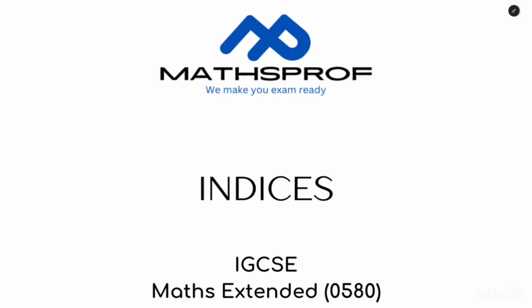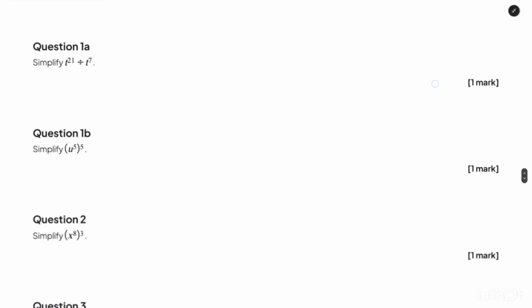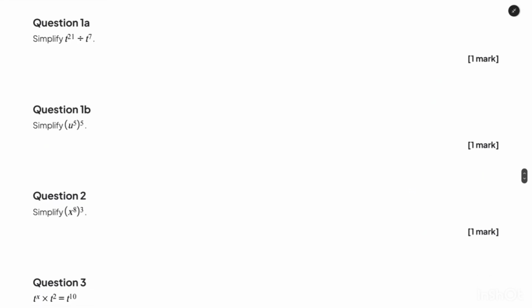Okay, so let's start with the first worksheet of indices. Yes, so this is the first question. t raised to 21 divided by t raised to 7, we are supposed to simplify that. Before solving the question, I would request you to go through the explanation session of this topic, indices. I have specified all the identities used for solving the indices questions.